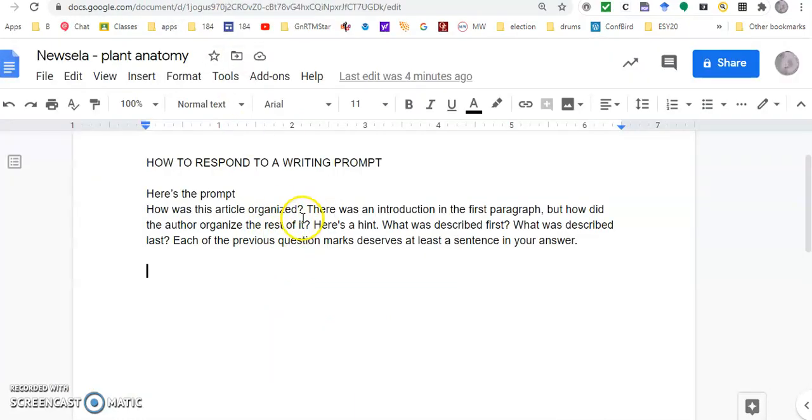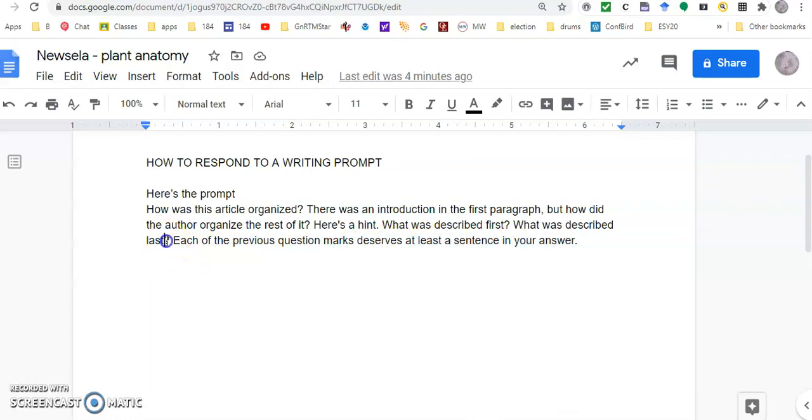How was this article organized? There was an introduction in the first paragraph, but how did the author organize the rest of it? Here's a hint. What was described first? What was described last? Now, this is important. Each of the previous question marks deserves at least a sentence in your answer.